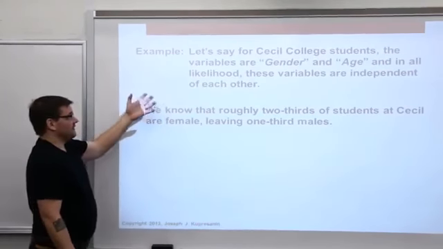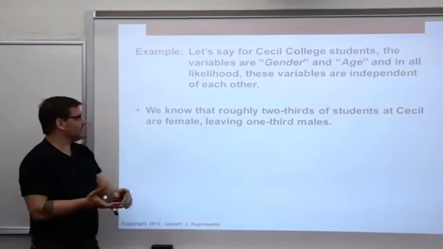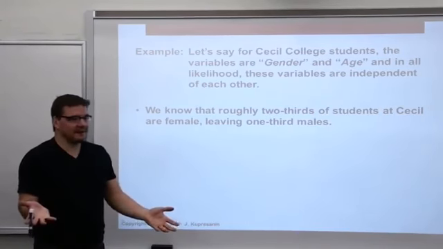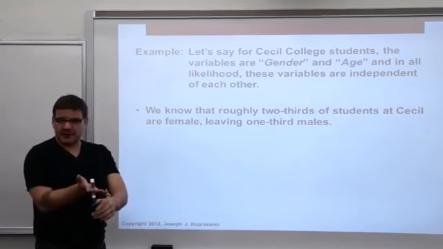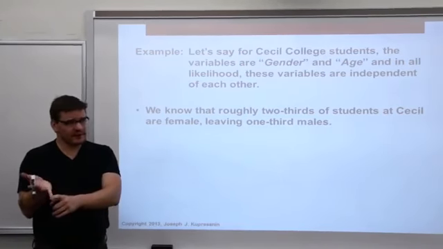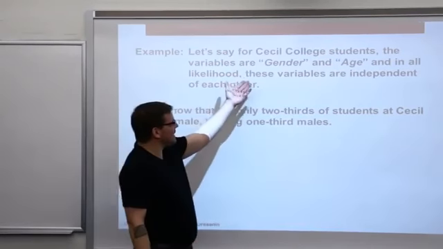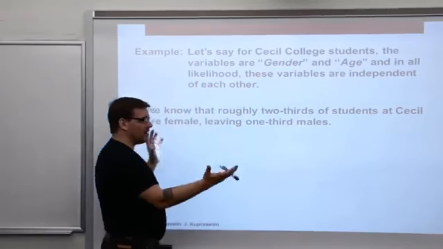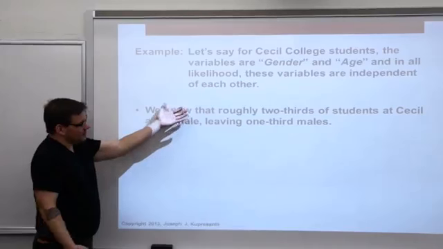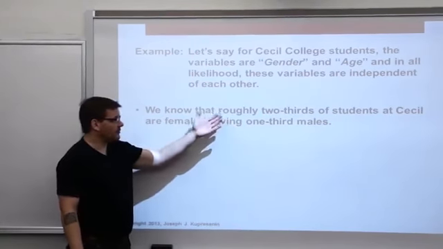So an example of independent variables. Let's say at Cecil College, the variables gender and age are independent. And in all likelihood, they are independent. If I told you that I know this student and the student's 25 years old, would that give you any clues as to whether they're male or female? Probably not, right? Because age and gender, in all likelihood, really don't impact each other for our students at Cecil College.